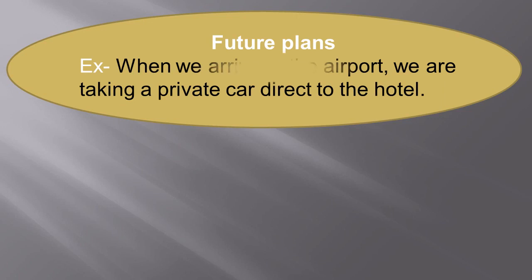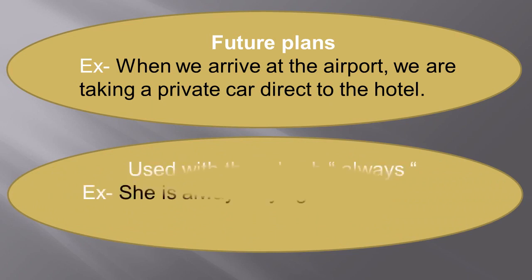The next use of present continuous tense is to talk about future plans. Example, when we arrive at the airport, we are taking a private car direct to the hotel. So to talk about future plans, what we are going to do at a particular moment in the future.